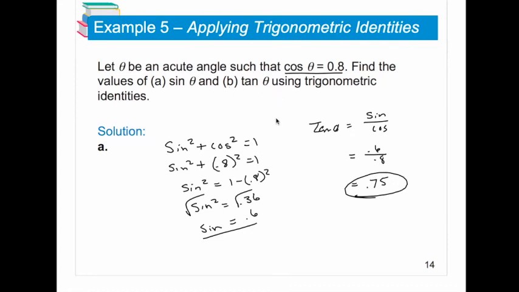I have successfully found the sine and the tangent using only trigonometric identities. And it really wasn't even that bad. All that I had to do was understand two different relationships between values.